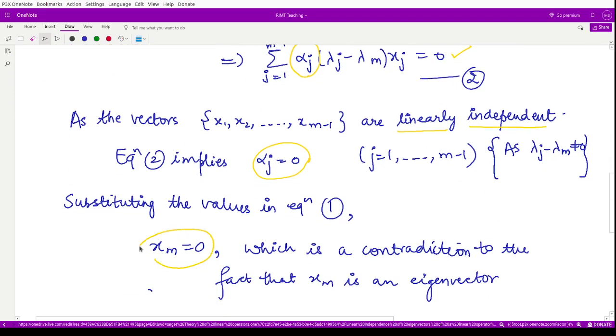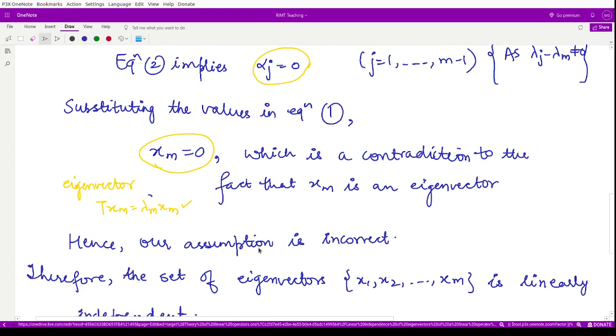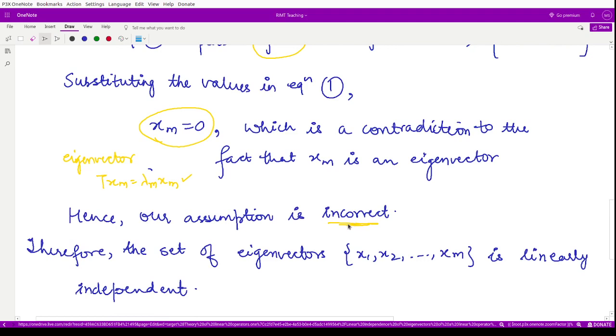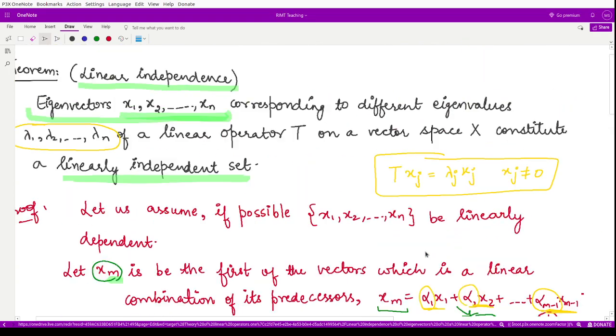But this cannot happen. Why? Because xm is an eigenvector, and by definition of eigenvector, the vector should not be equal to 0. Only then may we write T of xm is equal to lambda m xm. So according to this fact, our assumption is incorrect. Our assumption that the set x1, x2 up to xm is linearly dependent is incorrect. Hence the set of eigenvectors is linearly independent. So this is the proof of this very simple theorem.